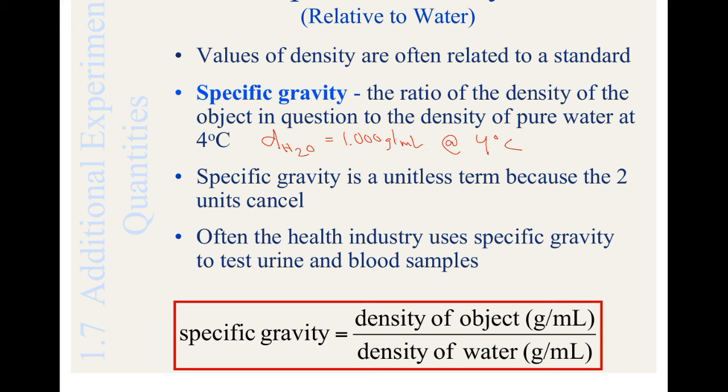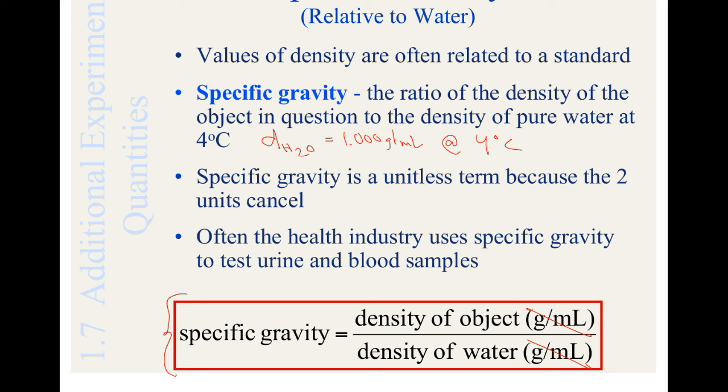So specific gravity is a unitless term because the two terms cancel. The two units cancel out, the grams per milliliter and grams per milliliter. It's often used in the health industry to test urine and blood samples, and that's something that we'll talk about a little bit more in class. But you will be responsible for memorizing this formula as well and knowing how to apply it.